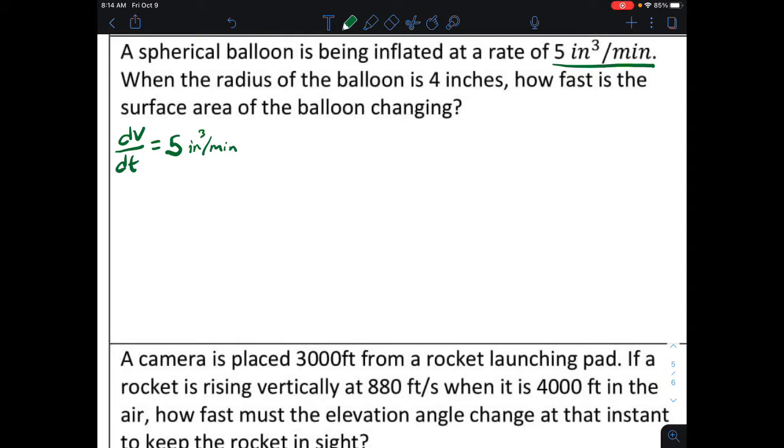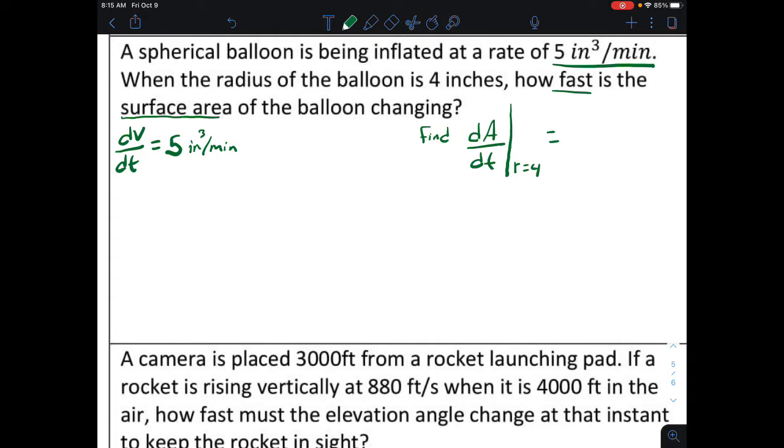Now we're going to look at what it is we want to find. We want to find how fast the surface area of the balloon is changing. So our end game here is to find the rate of change of the surface area. So I'm just going to go dA over dt, where A is going to represent my surface area. And we want to know this when the radius is 4 inches, so when r is equal to 4.